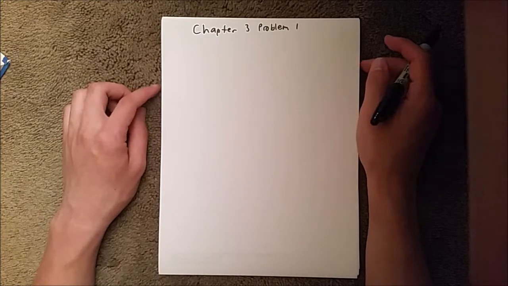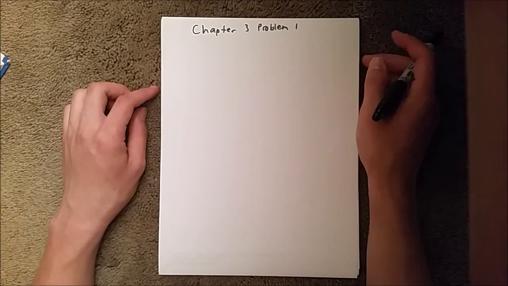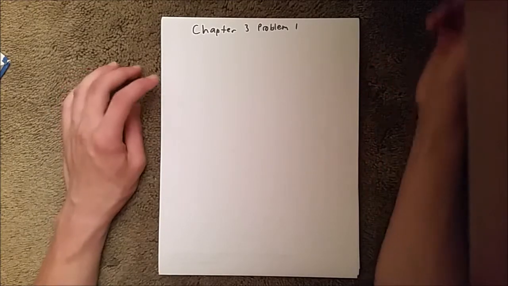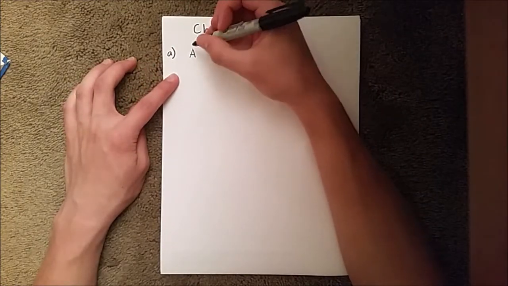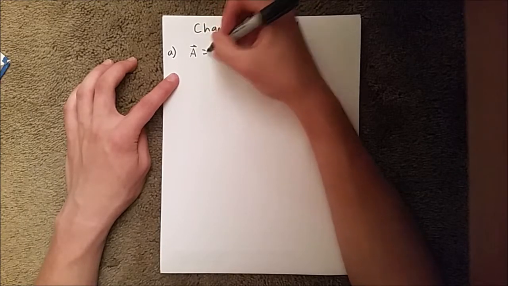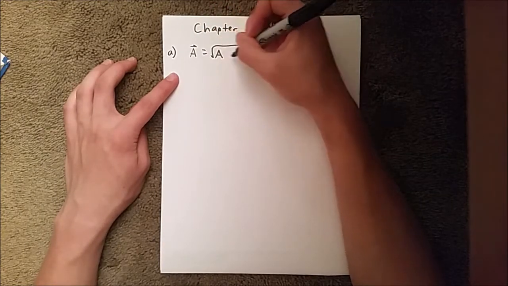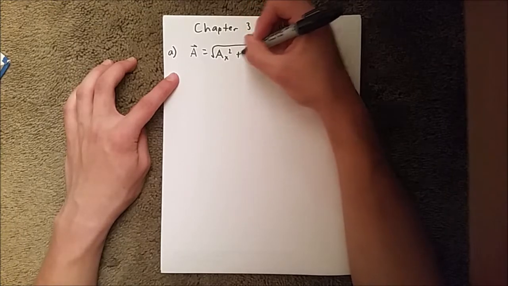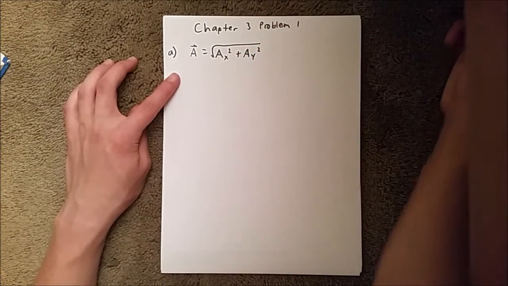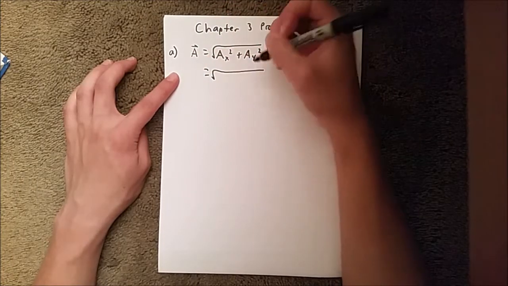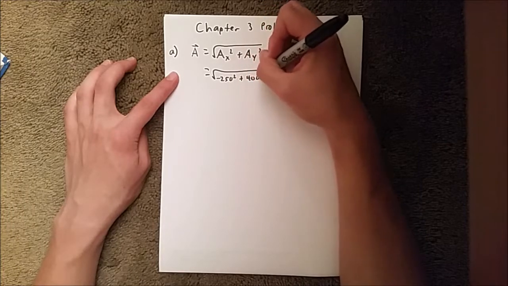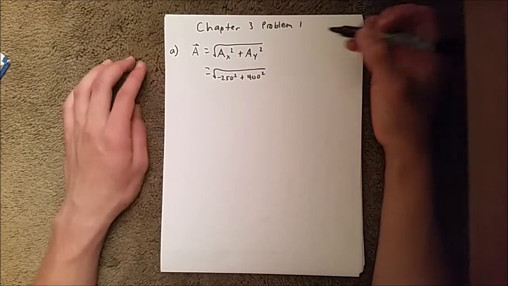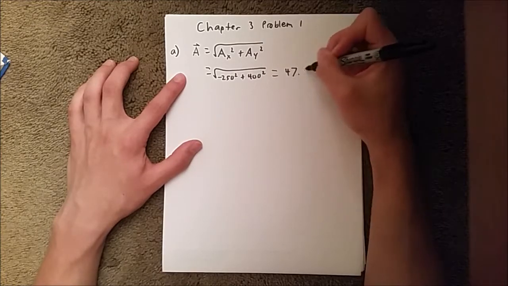And in problem 1, we're given the x and y components of a vector, and we're asked to find the magnitude of the vector. So for part A, we need to do vector A equals the square root of the x component squared plus the y component squared. So that is negative 250 squared plus 400 squared, all under the square root, and that equals 47.2 meters.